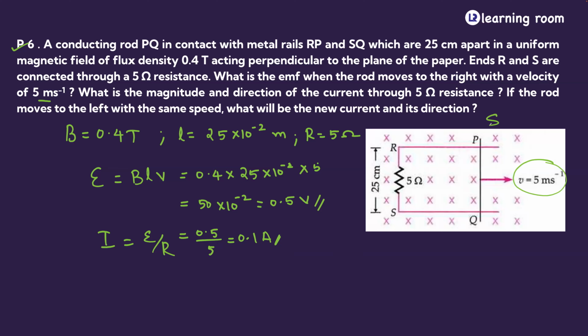So they have asked that thing only, no? Direction of current through the 5 ohm resistance, direction of current is going to be from S to R. Right? It is going to be in the clockwise direction.